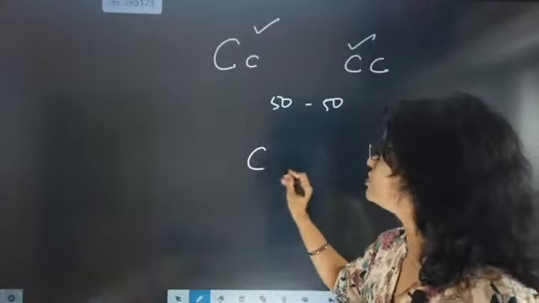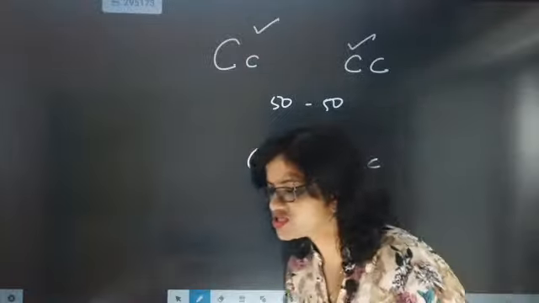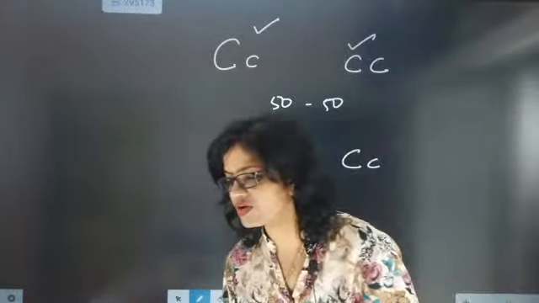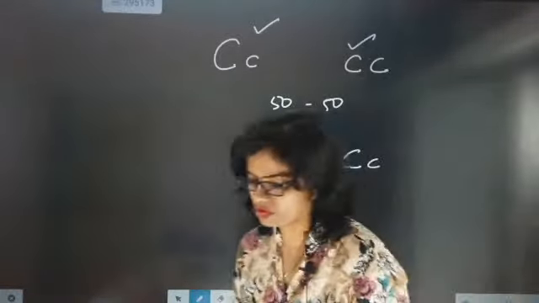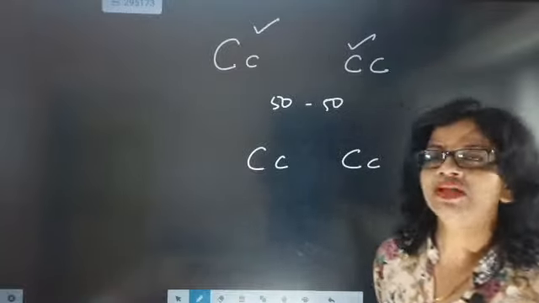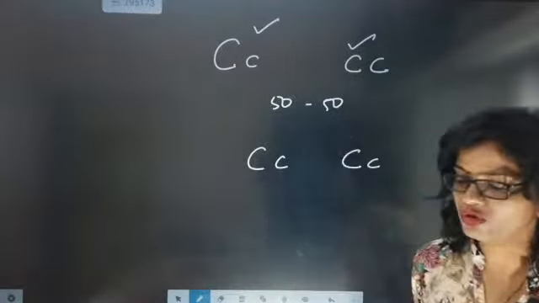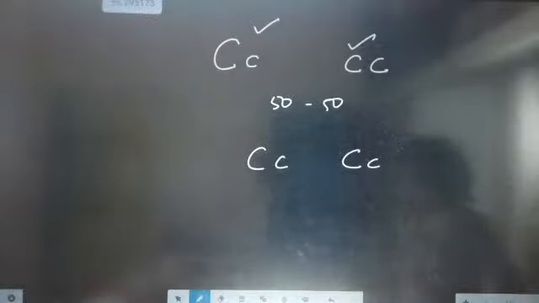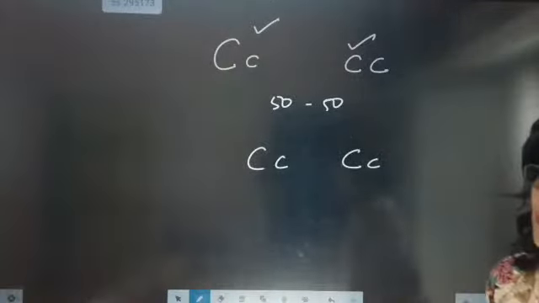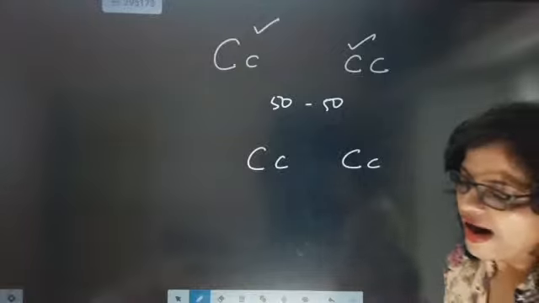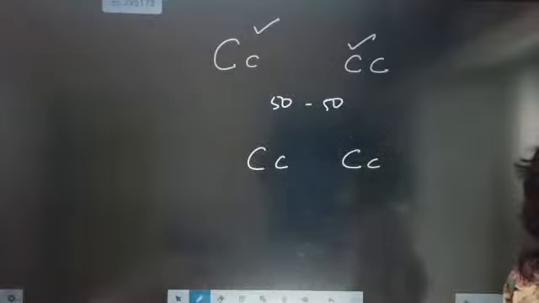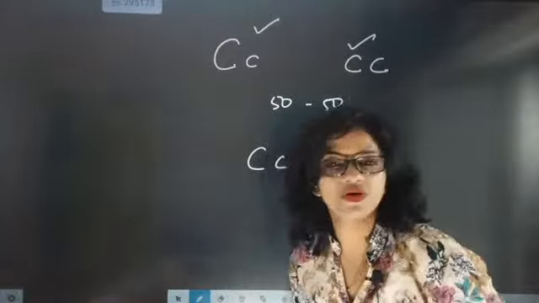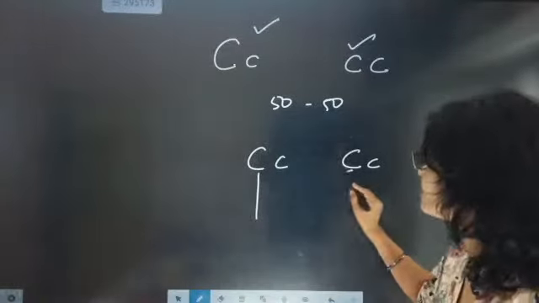Now both are hetero. Then say the chance. Very good beta, very good. Now both are hetero, beta. When both are hetero, then what is the chance? Tell me. Three is to 1. Very good. So now Sarthak, are you understanding?